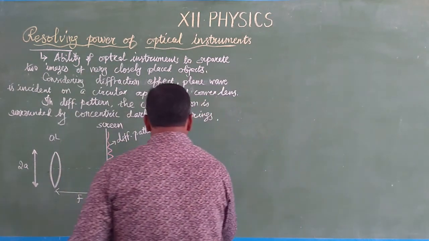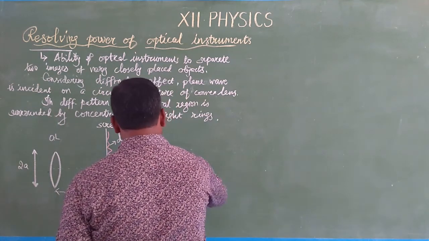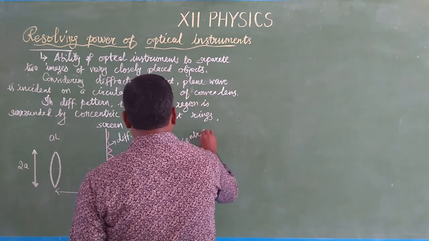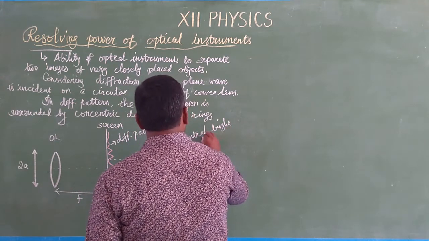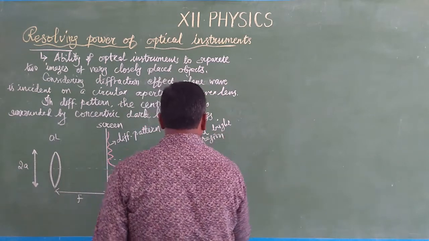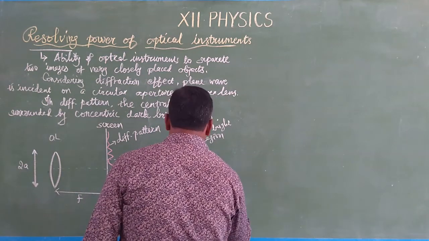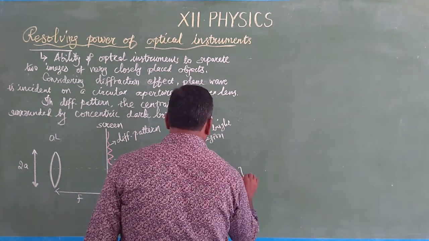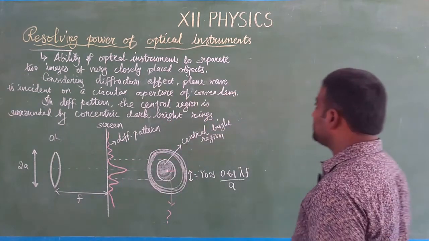So this central radius, yes, the radius of the central bright region, this is a bright region. The radius of the central bright region is determined already, which is equal to 0.61 lambda f by a. இப்போ இதை தான் நம்ம calculate பண்ண போறோம் இப்படின்ட்டு.